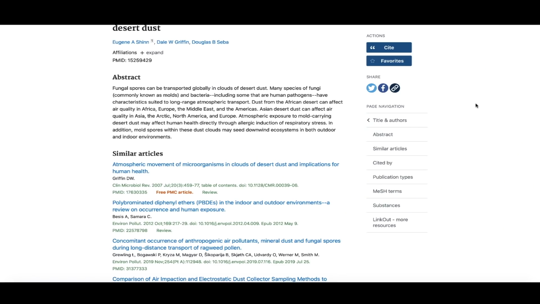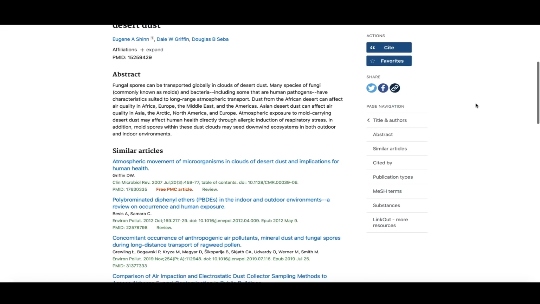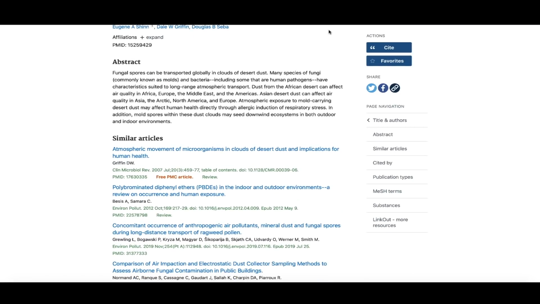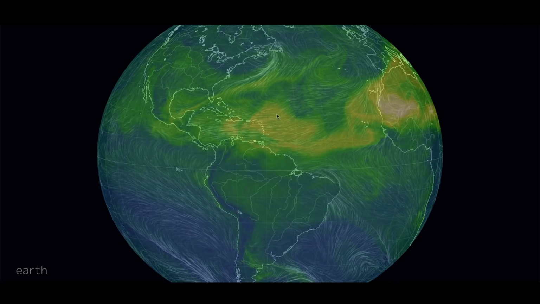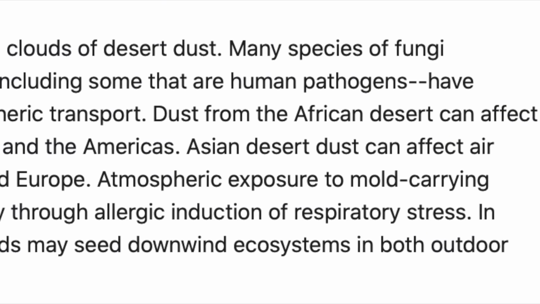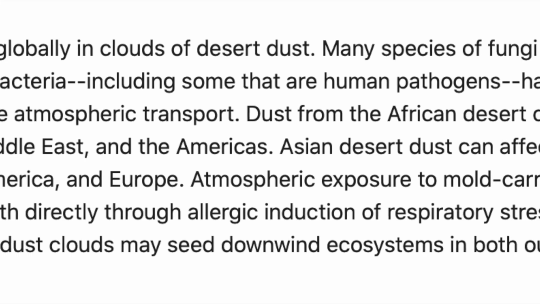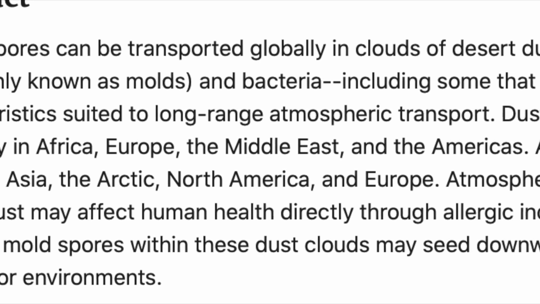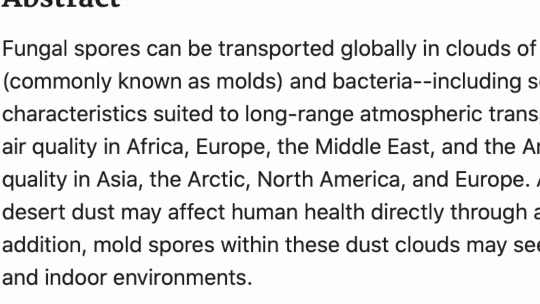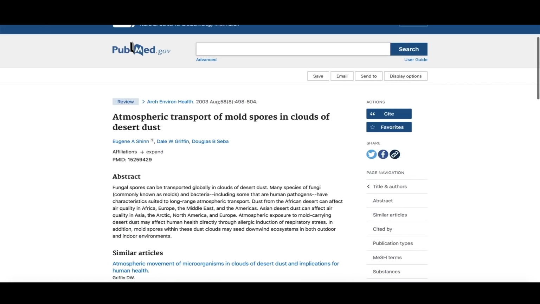So to make a long story short, you can find this article linked below in the description box. There's way more than just sand up here in these clouds that are moving from east to west across the Atlantic Ocean. That's also loaded with mold, fungi, and certain types of bacteria. Once again, you can find this link below down in the description box. It's just information. You guys do with it as you wish.